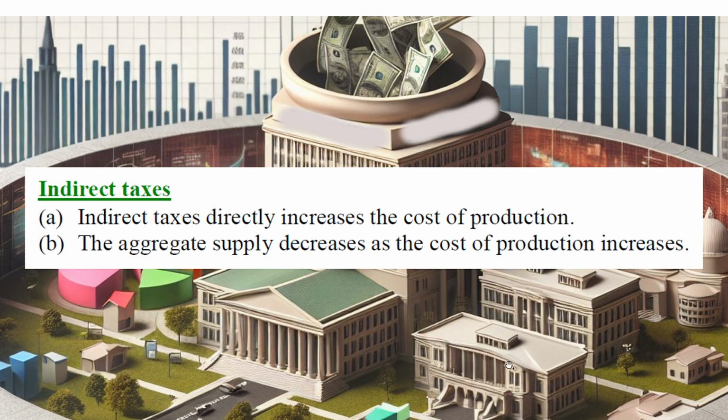Indirect taxes. Okay, indirect taxes directly increase the cost of production because indirect taxes are taxed on the producer, on the firm. Okay, so the aggregate supply decreases as the cost of production increases.